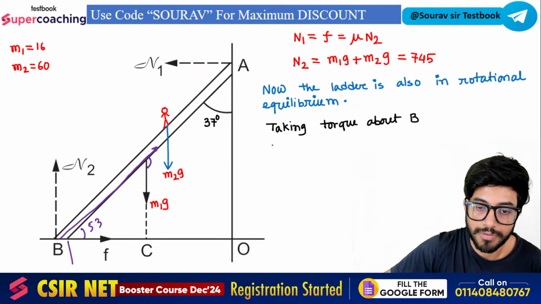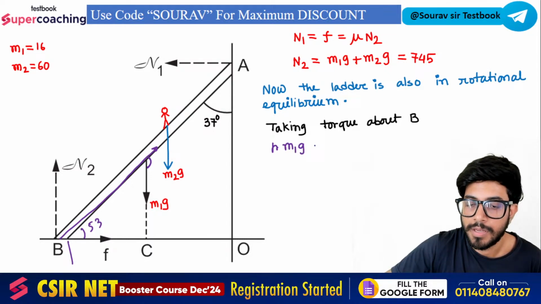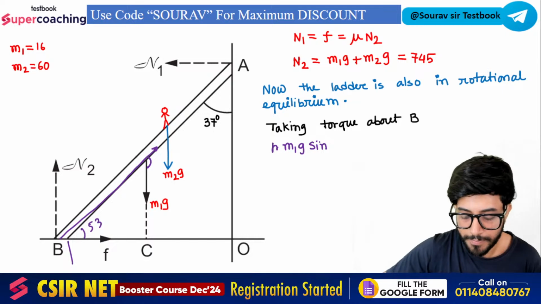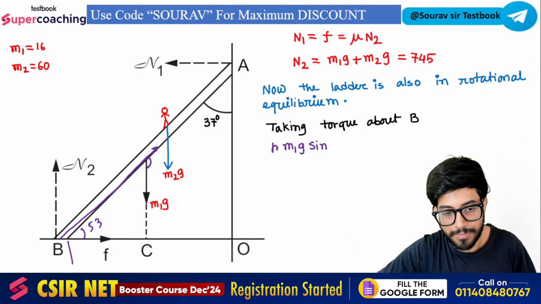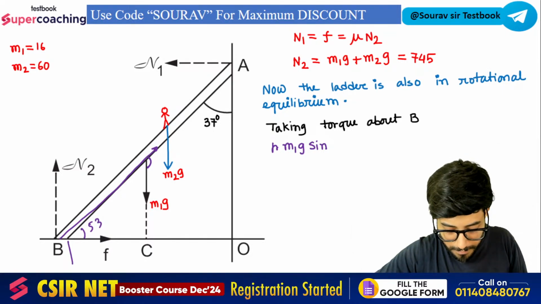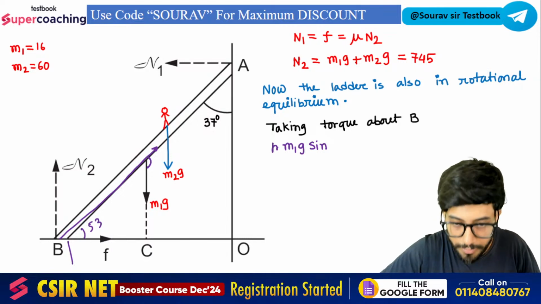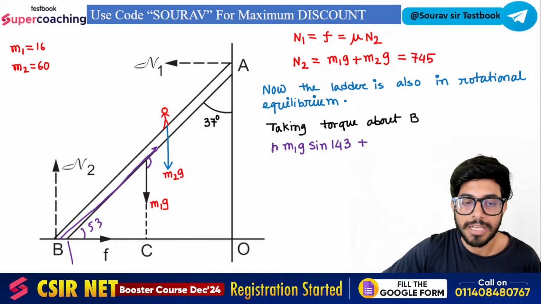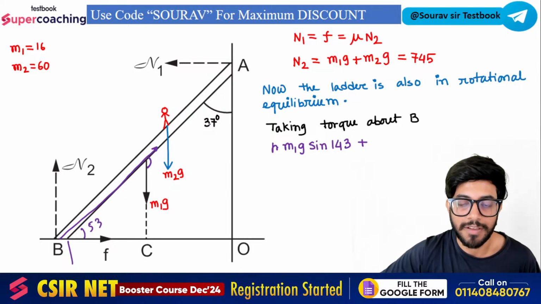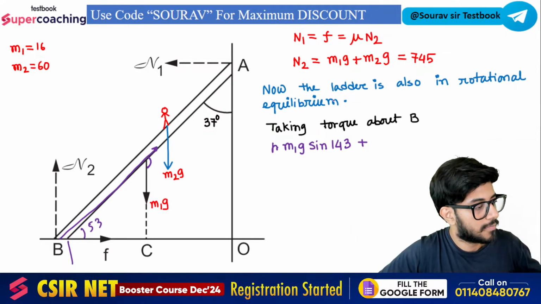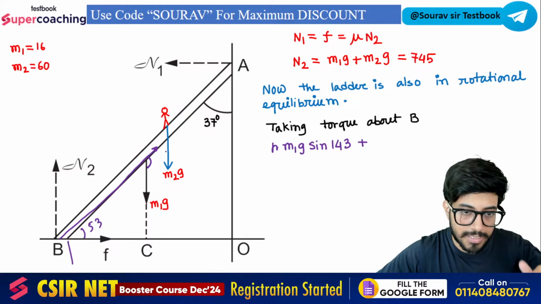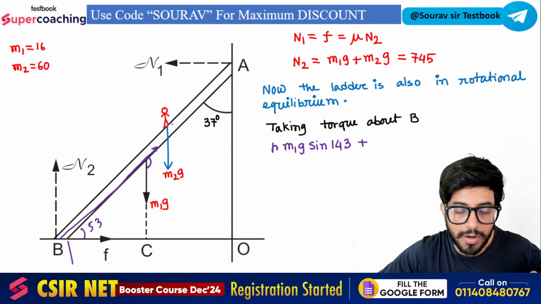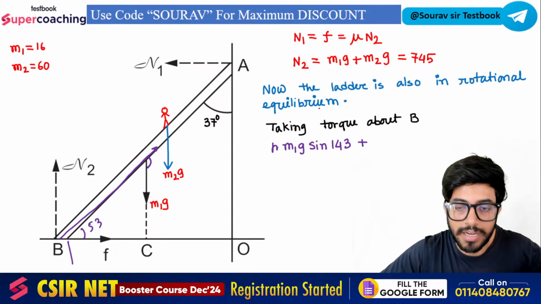R cross F. So R into M1G into sine of 90 plus 53, which is 143. Plus for this one, it is 5 plus 8, that is 13. Sorry, it is just simply 8, because from the ground the electrician is standing at a distance of 8.